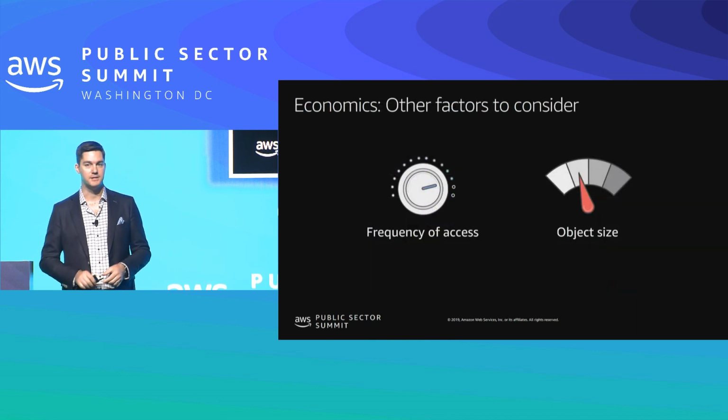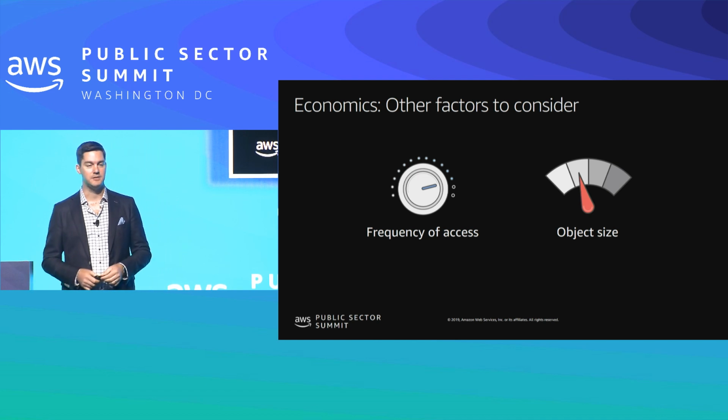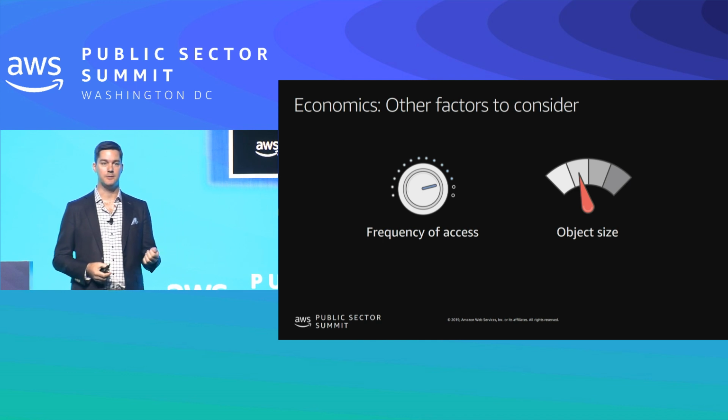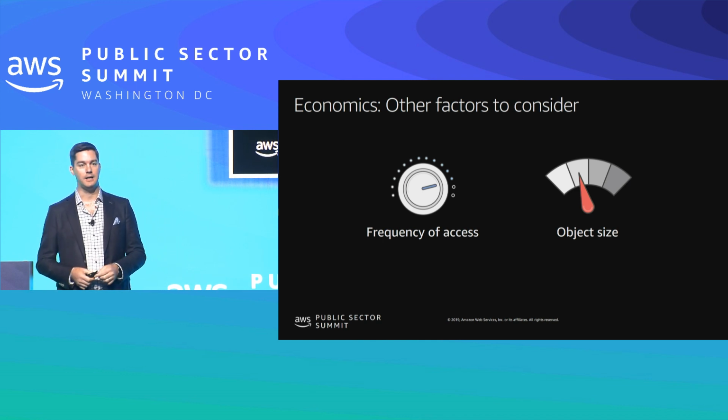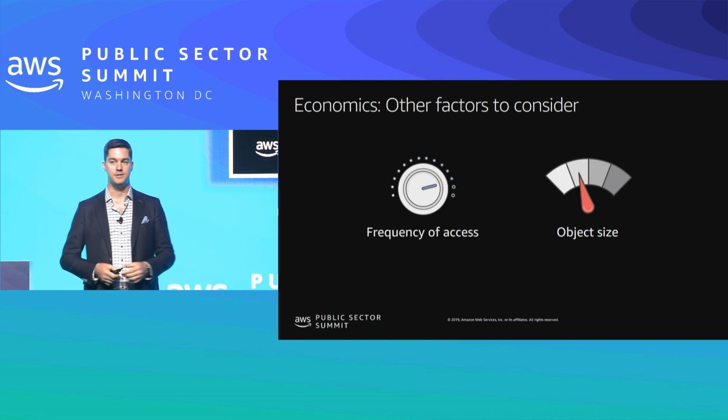A couple other factors to consider when you're thinking about economics. I mentioned frequency of access because that's how many times you'll be paying for both those requests and the bytes, but your object size is really important. Small objects present a challenge for two reasons. The first is you're paying per object on the way in and on the way out. So the more objects you have, the more of those requests you'll have.